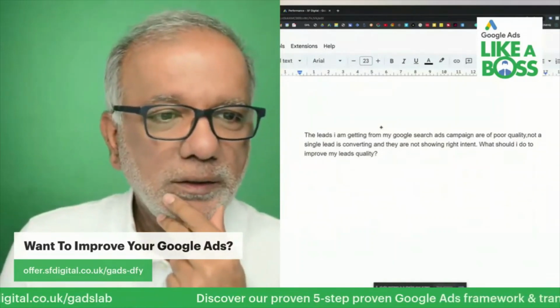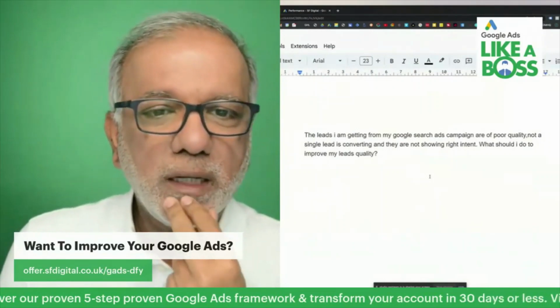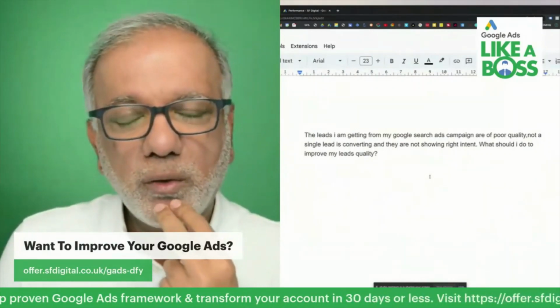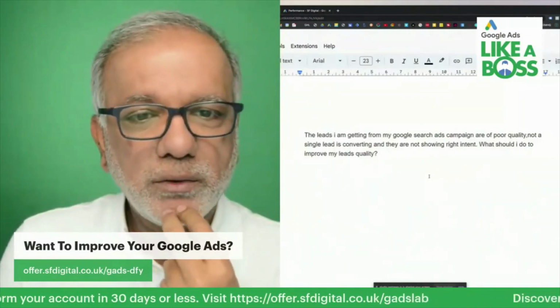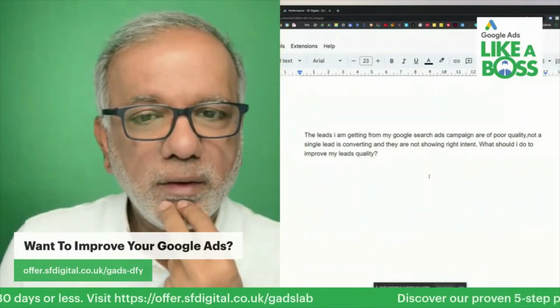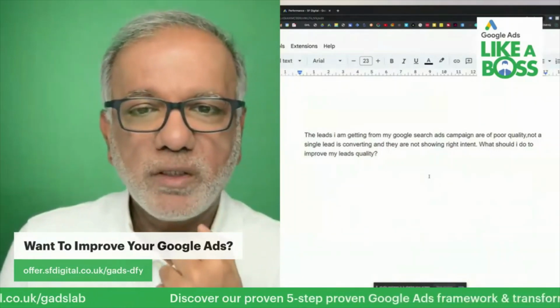Okay, so this is the email we got. The leads I'm getting from my Google search ads campaigns are of poor quality. Not a single lead is converting, and they are not showing the right intent. What should I do to improve my lead quality? All right, so there's a couple of things you can do.